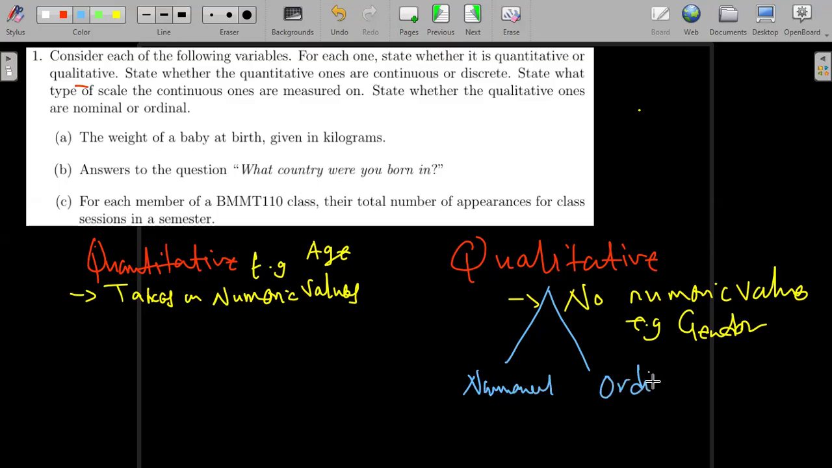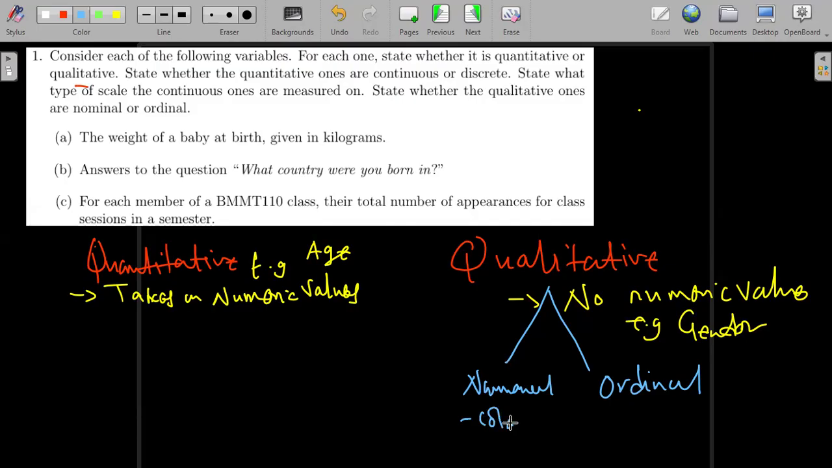Now, the qualitative variable is divided into nominal and what we call ordinal. When they say a variable is nominal, they mean that the variable can be categorized, but it cannot be ranked. It has no specific order in which it must flow. It can be categorized, but it can't be ranked.